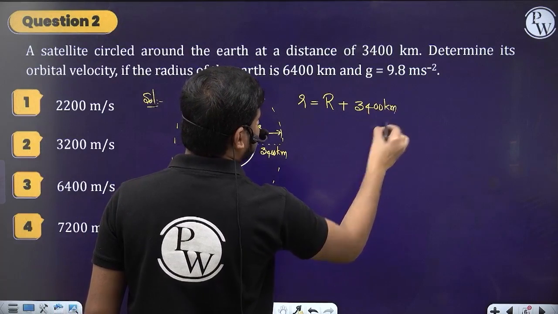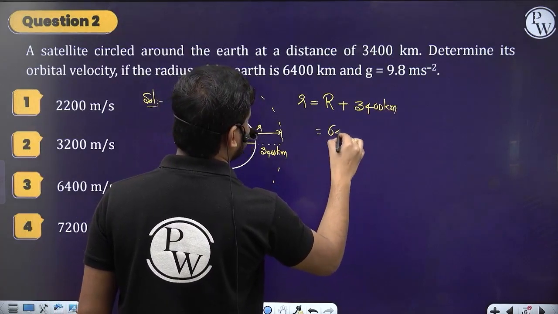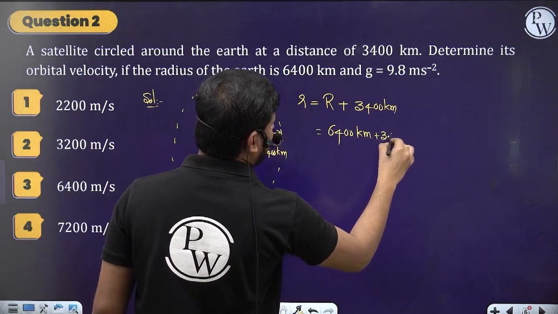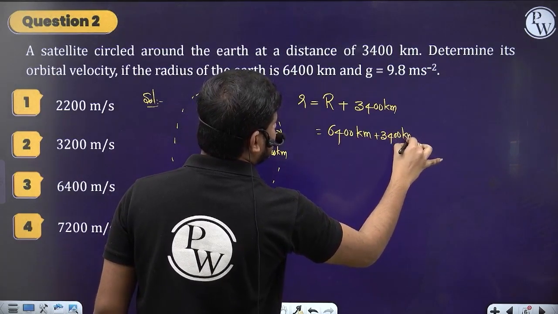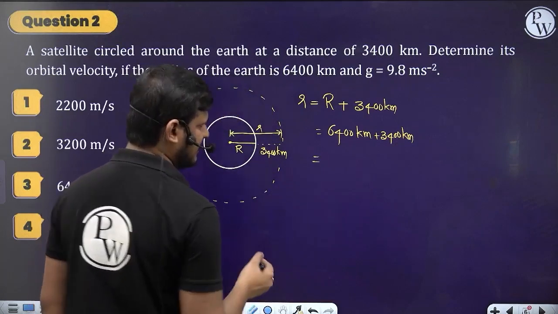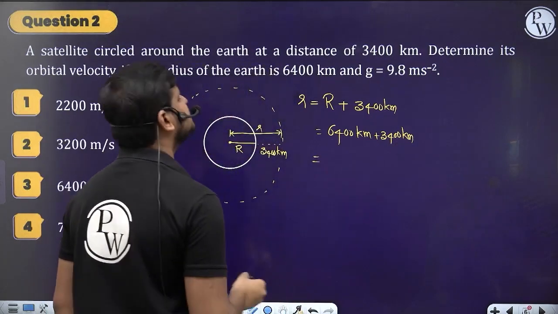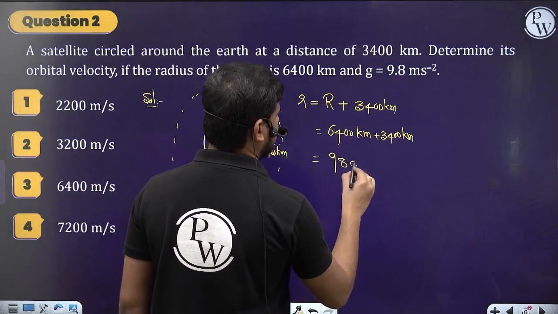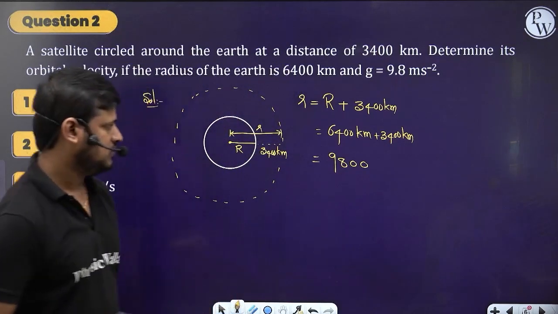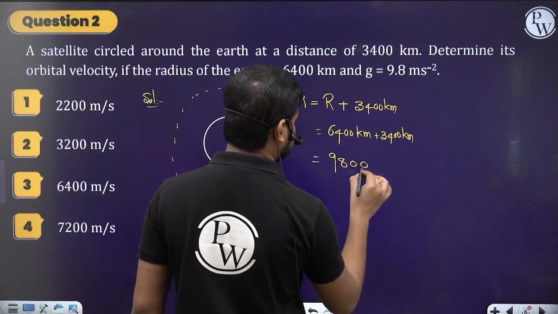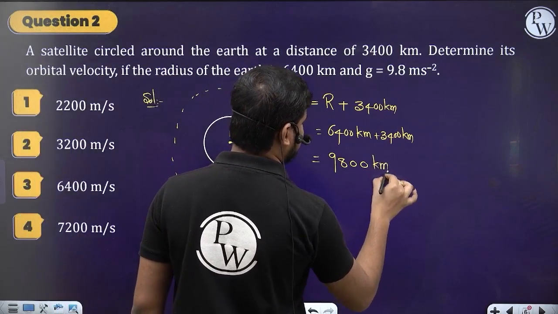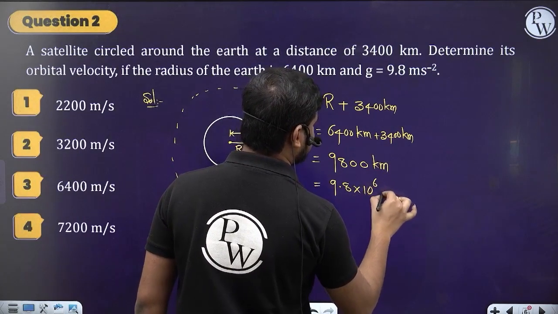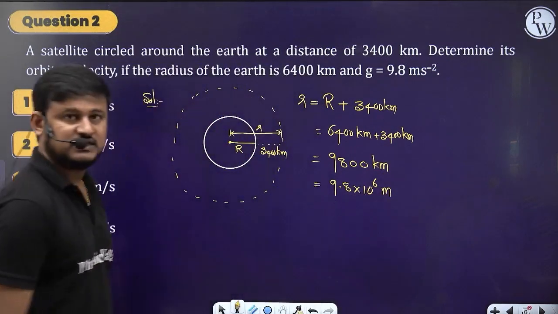So what is this radius of the earth? 6400 kilometers plus 3400 kilometers, right? So we can write 64 plus 34, which is 98, so 9800. Yes or no? Yes, fine. This is kilometers, so we can write into 10 to the power 3. So let's write 9.8 into 10 to the power 6 meter. Okay, fine. This is the r value.